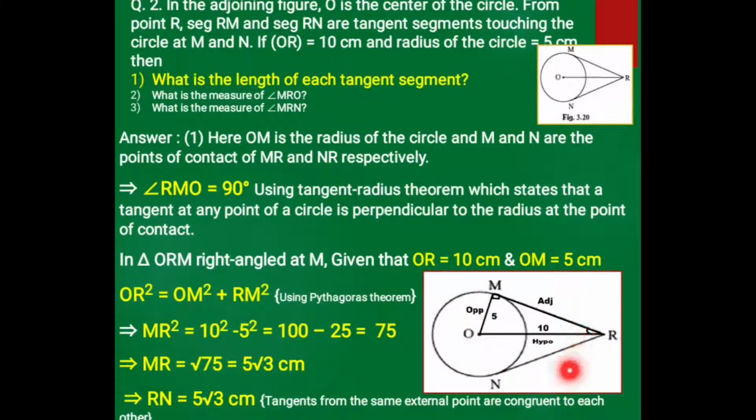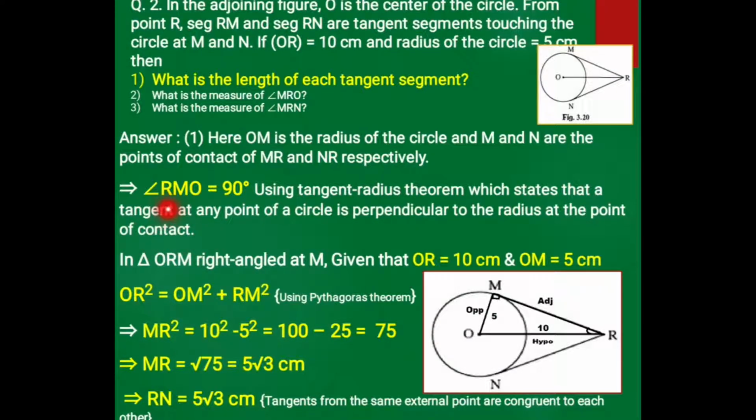So we use the concept that tangent and radius are perpendicular. So at M the angle is 90. So this is a right angle triangle. So we use Pythagoras theorem to find this tangent segment MR. So see here, OM is the radius of the circle, and M and N are the points of contact of MR and NR respectively. That means this is the given part.